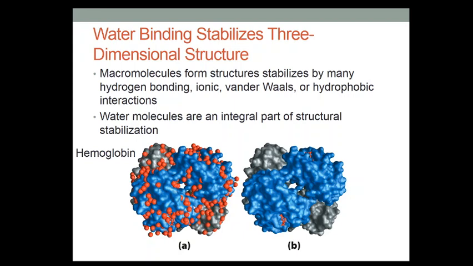Here, you're looking at the structure of hemoglobin. So on the left-hand side here, panel A, this is hemoglobin with waters highlighted. So these are water molecules that were experimentally determined alongside the protein structure. You'll see water molecules coat the exterior of the protein. And if you remove those waters, this is what you have on the right-hand side. What I want to highlight here is that these water molecules are bound so tightly to hemoglobin that they're actually considered to be part of the structure.